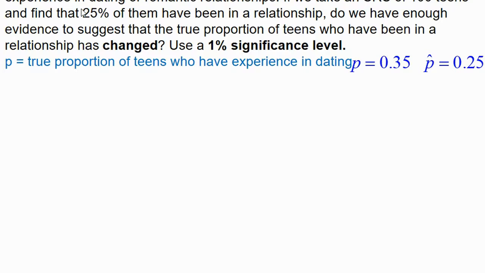Next, the 25% that's given later, that 25% only applies to your sample of 100 teens that you took. So that's called a sample proportion, and we use a P hat for that. Again, this information is not required for you to write down, but I think it's helpful, so I like to write it down. P hat equals 0.25 and P equals 0.35. So that's always step one, to define your parameter, which I've done. Okay, now practice the hypothesis.